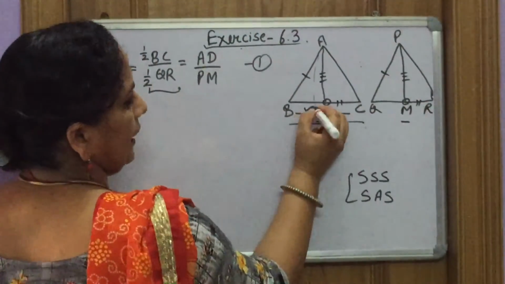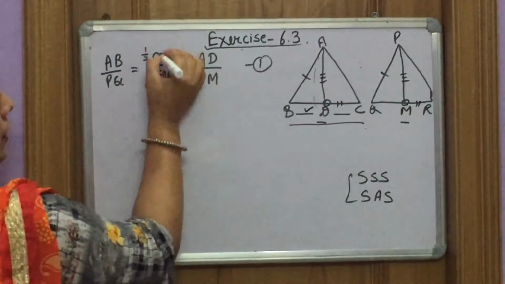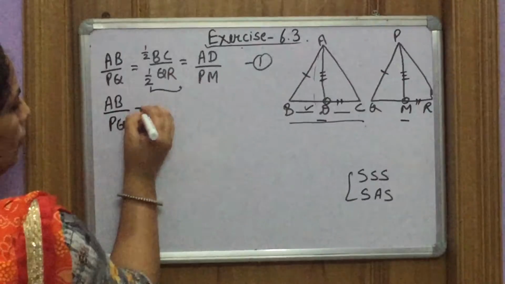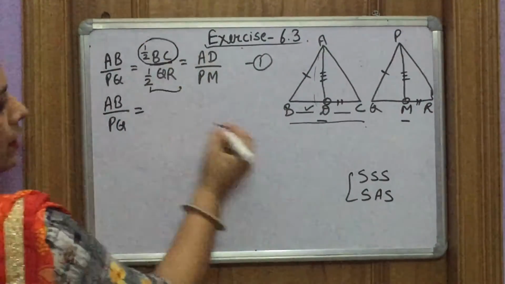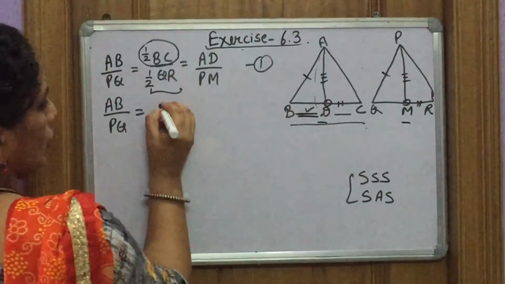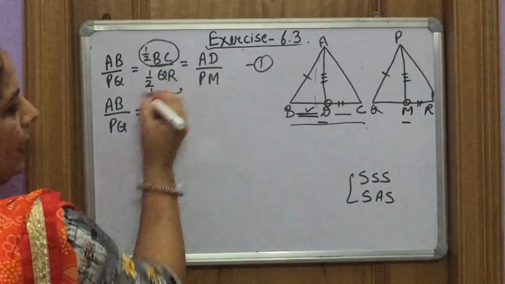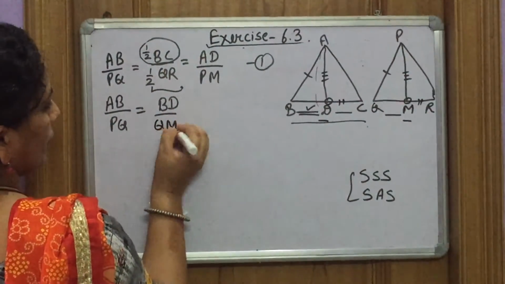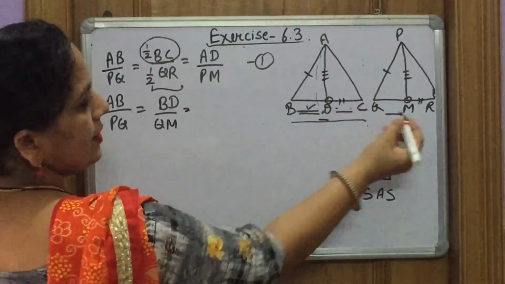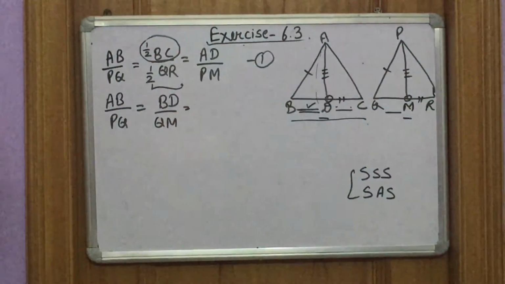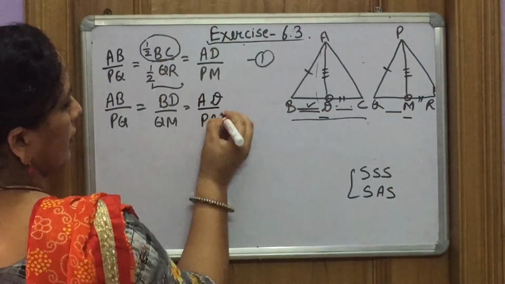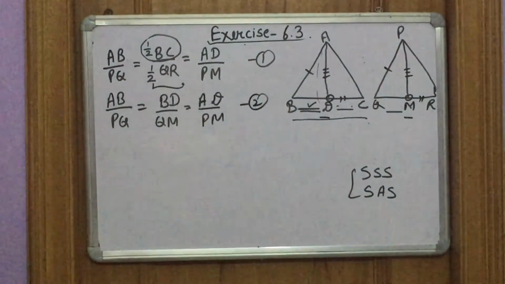We will use here BD. So we can write here AB divided by PQ, half of BC is equal to BD, and half of QR is equal to QM. We can write here DC or MR also. The procedure will be the same. So this is our second condition.